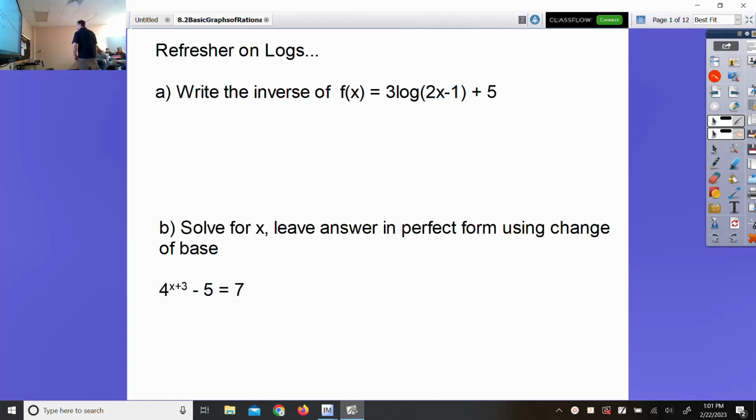Logs will be on your next test again. It'll be at least half logs that you have. So, for those of you who still haven't figured out logs, we'll try and refresh you on it every single day, because they're still important as far as I'm concerned.